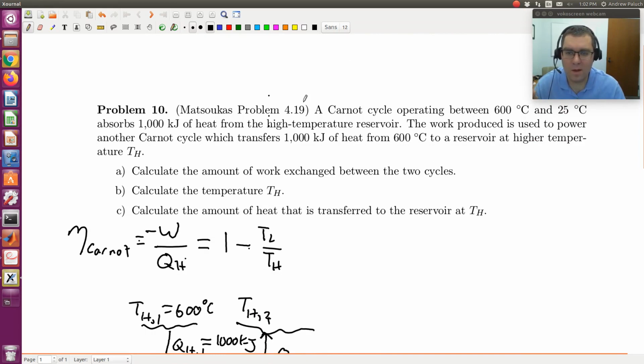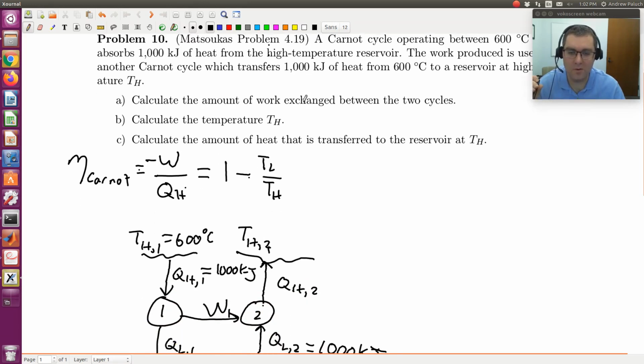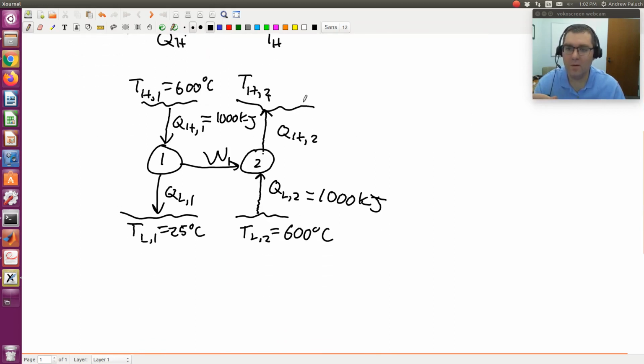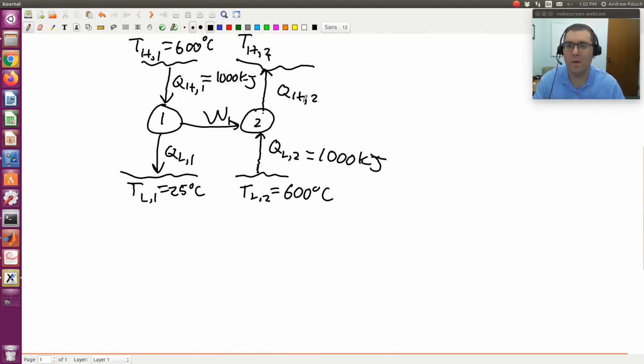But then part C, calculate the amount of heat that's transferred to the reservoir at TH. Yeah, so we've got our picture labeled right. All right, so let's see what we can do in terms of solving this. Let's start with our first cycle. If I analyze cycle 1, I don't know what W1 is, and I don't know what QL1 is.